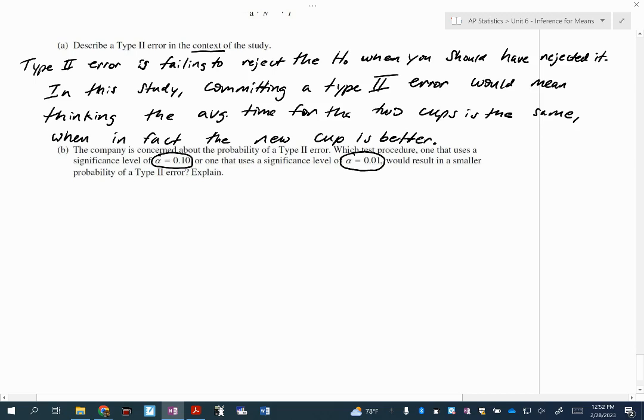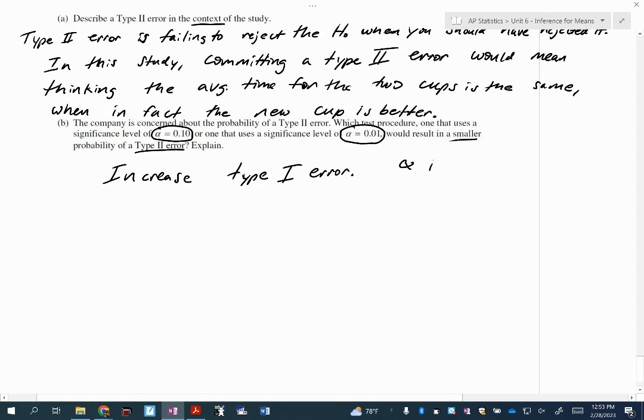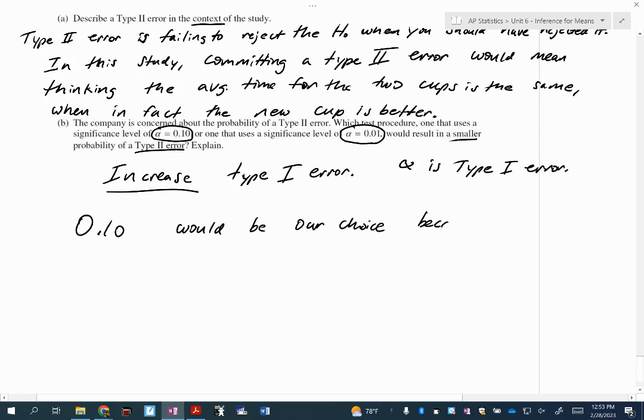So if we're trying to have a smaller type 2 error, what ends up happening is we have to actually increase the type 1 error. And when I first talked about this, hopefully you remember that your alpha level is your type 1 error, or your likelihood of committing a type 1 error. All right, so if we want to increase type 1 error, we need to increase our alpha level. So between these two, 0.10 would be our choice because it is greater than 0.01.